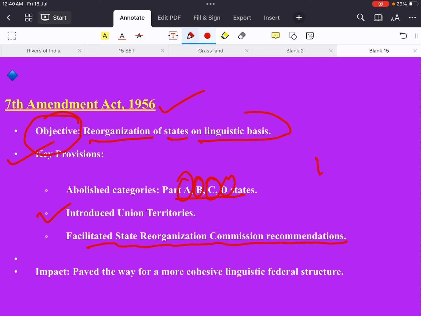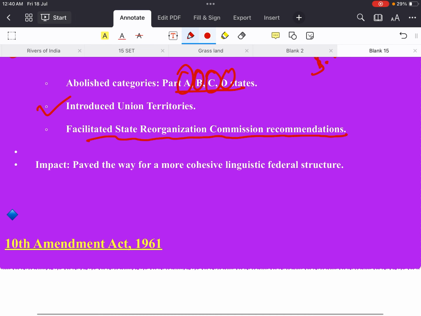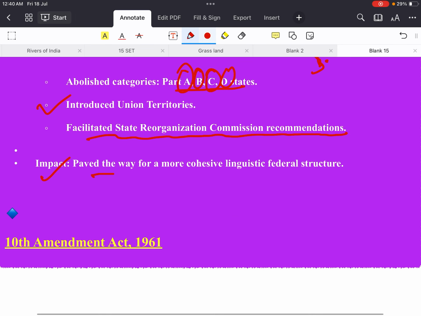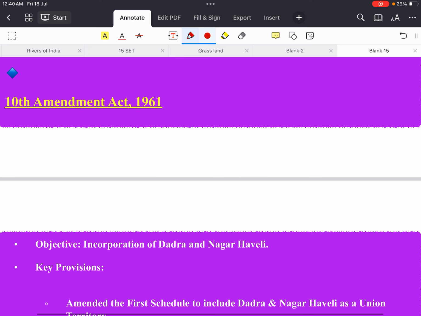Facilitated the State Reorganization Commission. That is, after this, the Dhar Commission and Fazal Ali Commission came into light. What was the impact? Paved the way for a more cohesive linguistic federal structure. So next, our 10th Constitutional Amendment Act 1961.